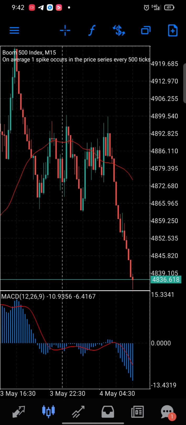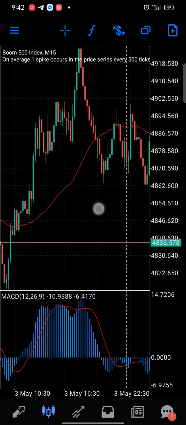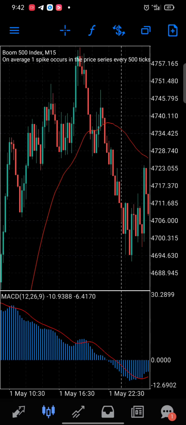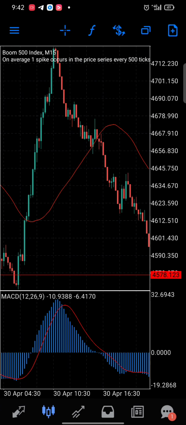So there is a strategy for that which you can use to just pick 5 candles or 6 candles and take your profit on Crash 1000. The strategy is also available. The link is in the description below. So guys, use what works for you.